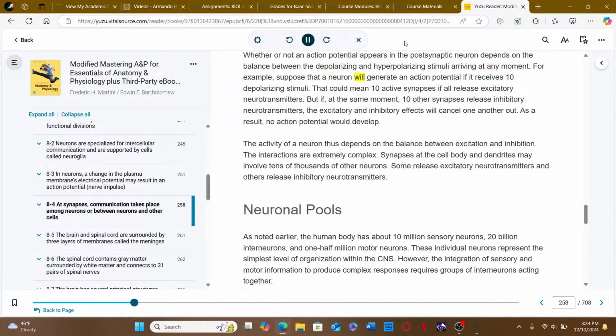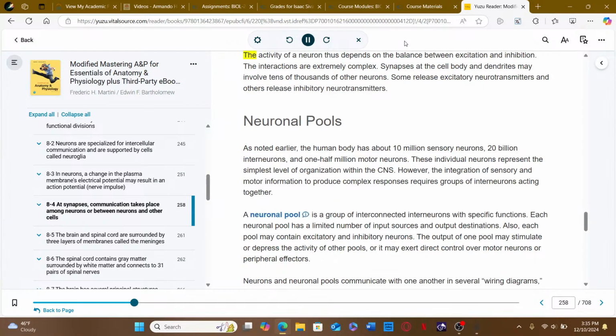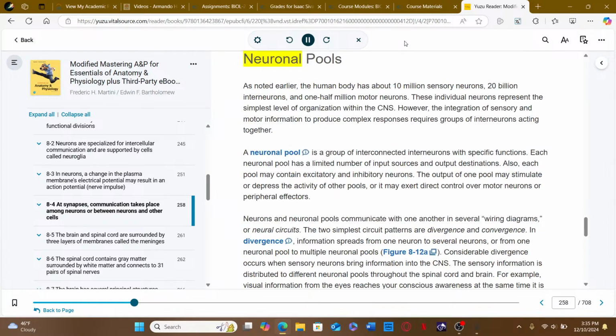For example, suppose that a neuron will generate an action potential if it receives 10 depolarizing stimuli. That could mean 10 active synapses if all release excitatory neurotransmitters. But if, at the same moment, 10 other synapses release inhibitory neurotransmitters, the excitatory and inhibitory effects will cancel one another out. As a result, no action potential would develop. The activity of a neuron thus depends on the balance between excitation and inhibition. The interactions are extremely complex. Synapses at the cell body and dendrites may involve tens of thousands of other neurons. Some release excitatory neurotransmitters and others release inhibitory neurotransmitters.